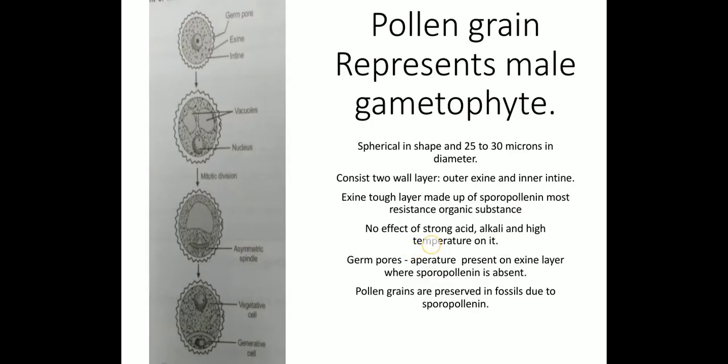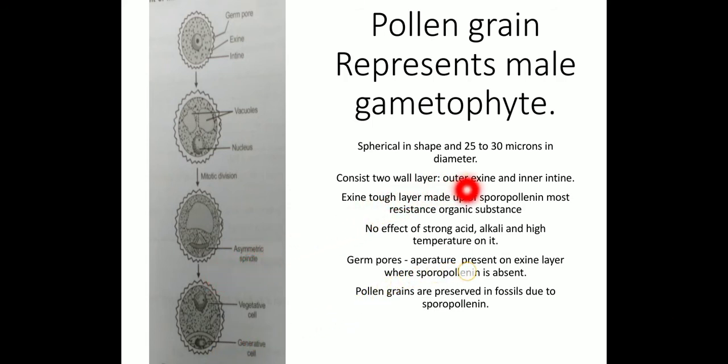So this is the mature pollen grain. This pollen grain is spherical in shape. It is about 25 to 30 microns in diameter. It consists of two wall layers. The outer wall is called exine and the inner wall is called intine.